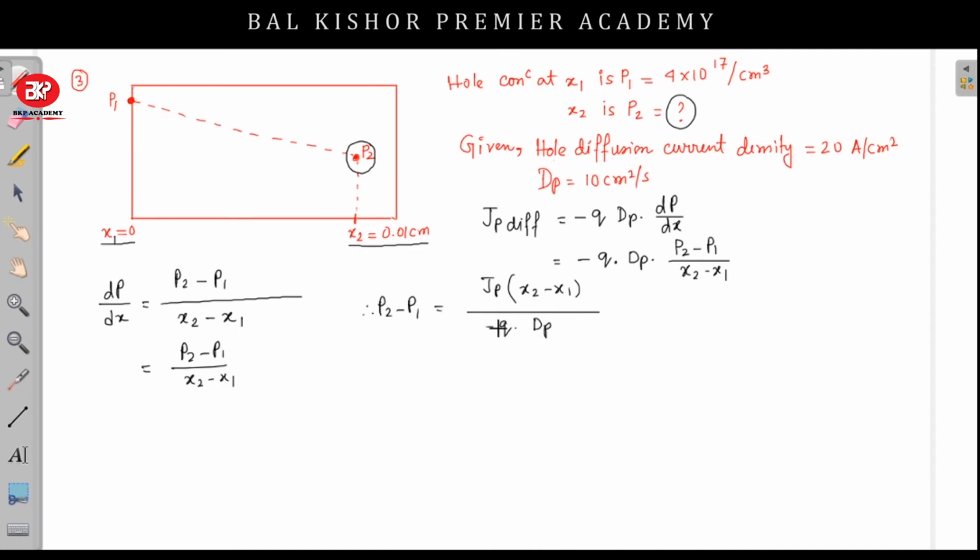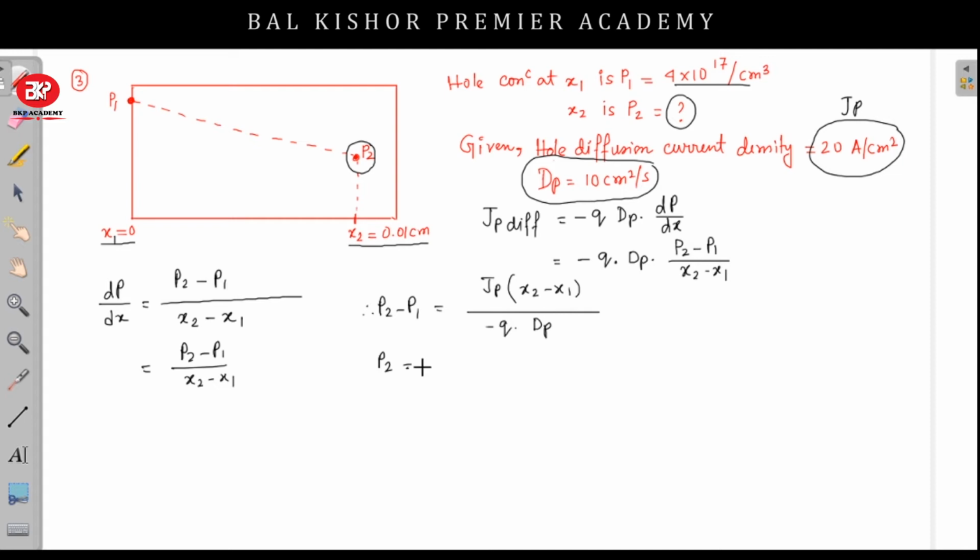So what is the value of Jp? Jp is given here. This is the value of Jp, and this Dp is given, and x2, x1 values are given here, p1 value is given here, so we can find the value of p2 also.